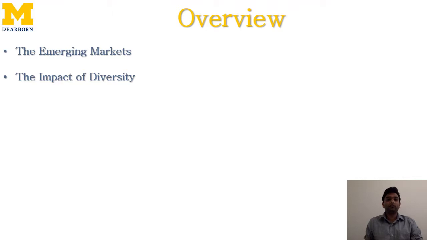The second topic is the impact of diversity. We'll try to understand the advantages and disadvantages of diversity and how a company can use diversity for its benefit. The third thing that we'll discuss is the role of the internet. We'll try to understand how the internet can help companies connect with their customers in a better way and can help the company function more efficiently.